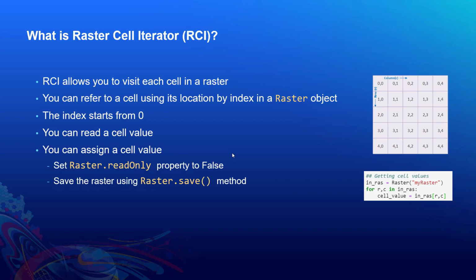You can read a cell value. You can assign a cell value. Well, if you want to assign a cell value, make sure your raster read-only property is set to false. Once you assign a new value or update an existing value, don't forget to save it using the raster.save method.